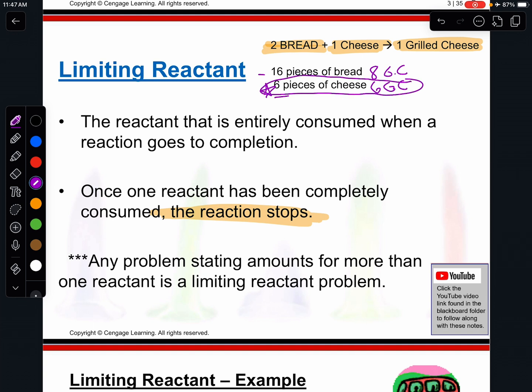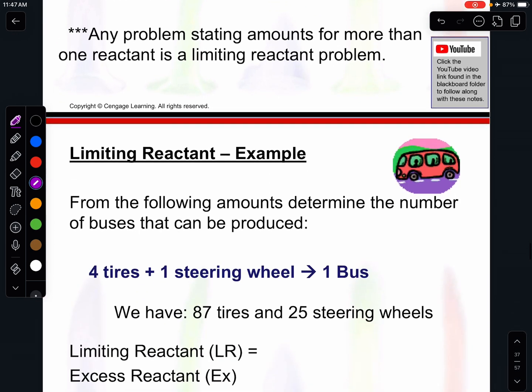Therefore, with these materials, we could only make 6 grilled cheeses. So even though the bread can produce 8, the cheese can only produce 6. So therefore, we can only really look at the amount of starting pieces of cheese to determine our products.